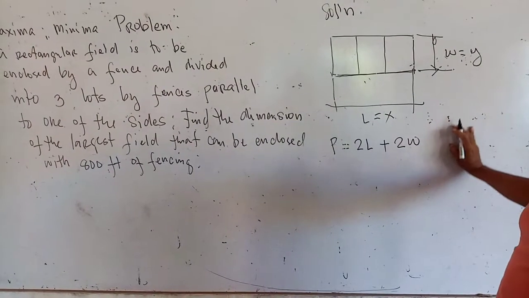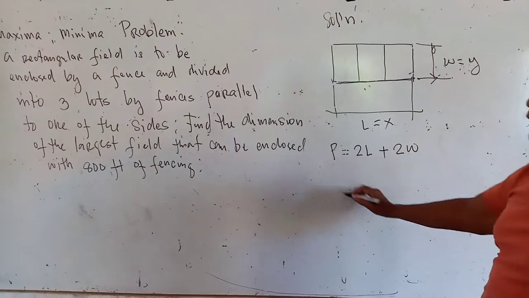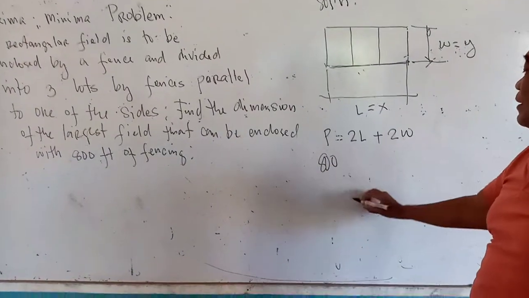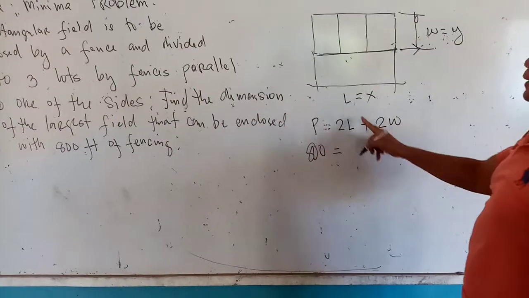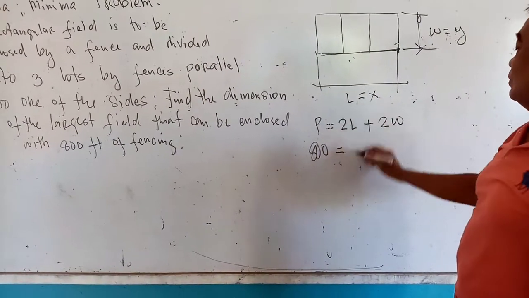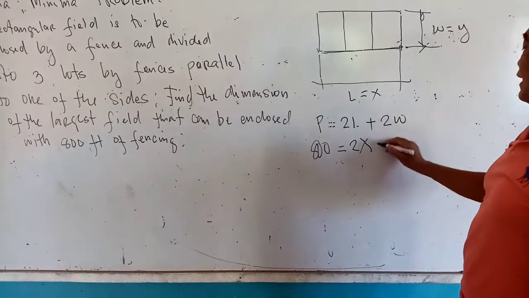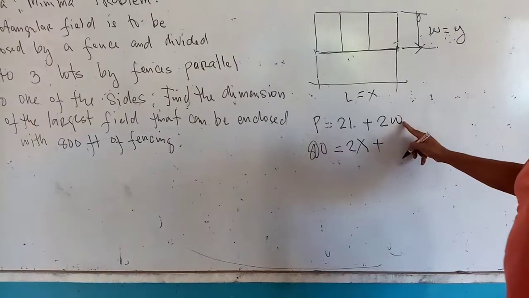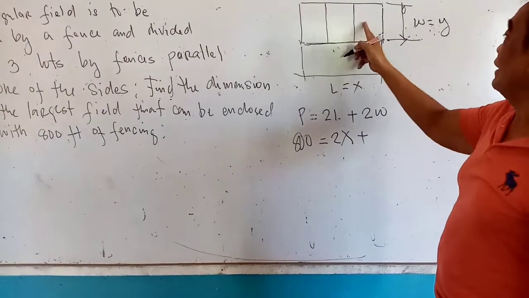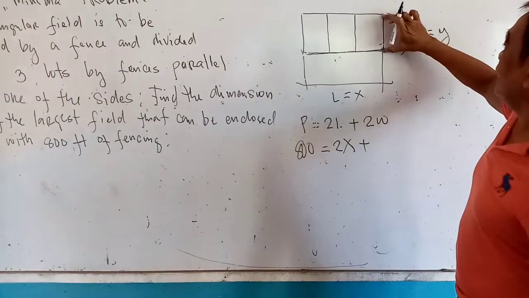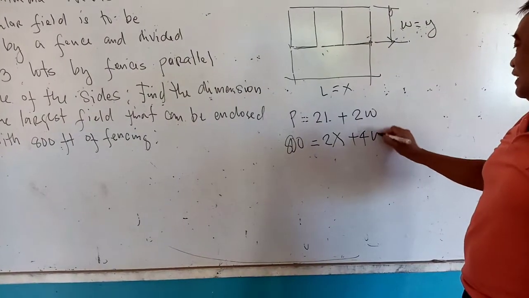So, in other words, the perimeter would be equal to 800, as given in the problem. That will be 2 times the length, where the length is x, then plus the width, y plus y plus y plus y, which will give us 4y.